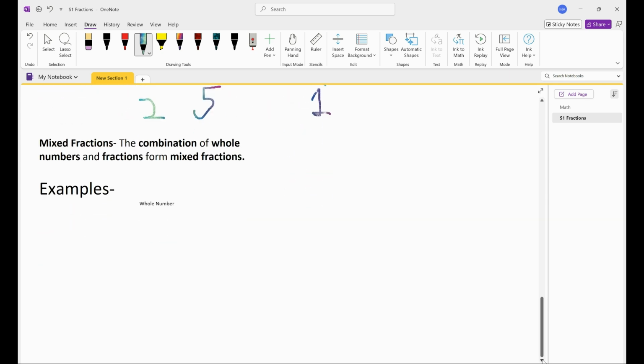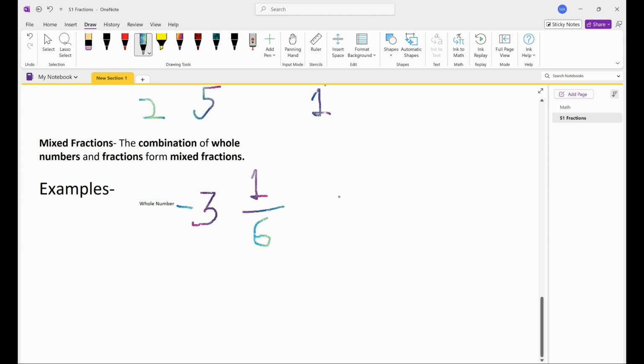Now we will move ahead to mixed fractions. The combination of whole numbers and fractions form mixed fractions. Examples: 3, 1 upon 6. Over here, the whole number should be placed at the left side of the fraction, and the center of the whole number should be matching the fraction bar. This is the whole number, which is 3.